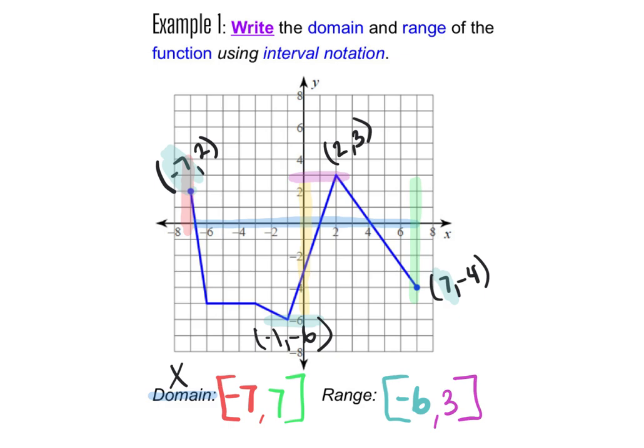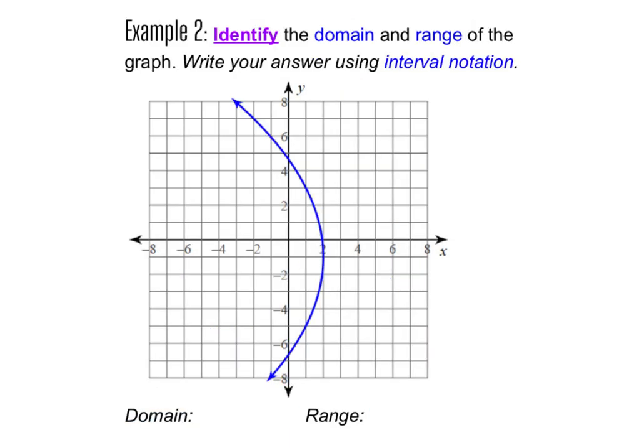Now for range, because that one has to deal with the y, I am looking at the second number in the ordered pair. That's why it's from -6 to 3, because I do not care about the x values for those points in this case.